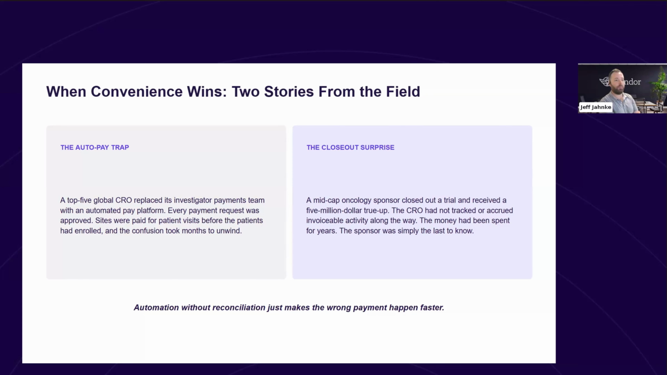Why are we being paid for patient visits that haven't happened yet? The confusion took months to unwind. Obviously, sponsors were caught off guard because they had outsourced that accountability to the CRO, and the CRO let them down.